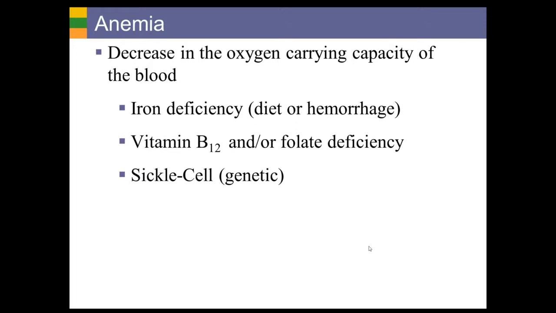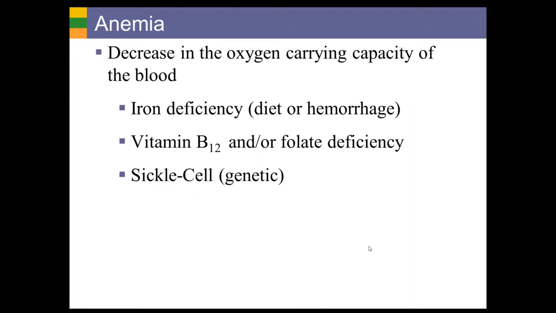Anemia is if you have a below normal level of oxygen carrying capacity in your blood. There are different causes of anemia. One is iron deficiency, what's called iron deficiency anemia. If you're not getting enough iron in your diet, or if you're losing a lot of iron through hemorrhage, then that could cause a decrease in your hematocrit.